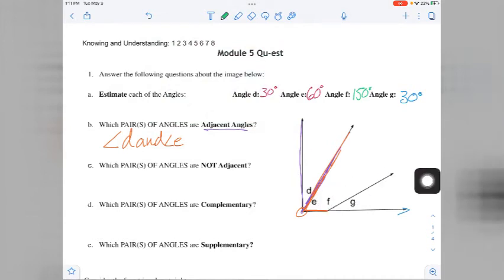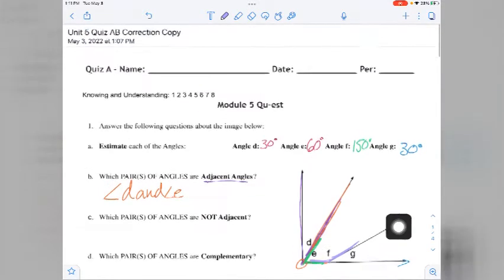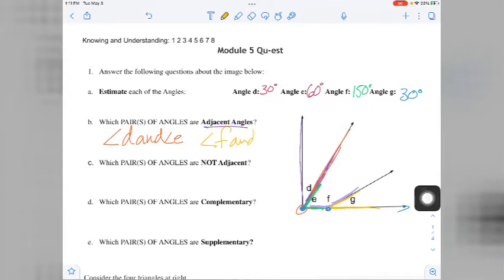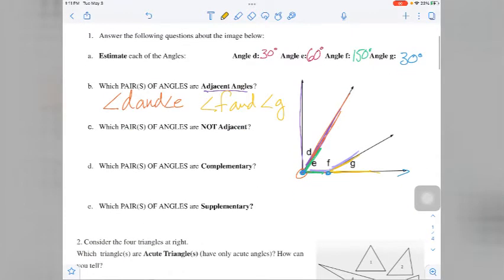Let's see, are there any others? E and F are not, because E's angle is here, and F's angle goes from here to here. And so I can see that they do share the same side, but they have different vertexes. Angle E's vertex is in the corner, and angle F's vertex is there. So E and F are not. F and G do have the same vertex. I see here is angle G, right there to there. They do have a matching vertex, and they have a shared line, and they don't overlap at all. So angle F and angle G are also adjacent angles here.